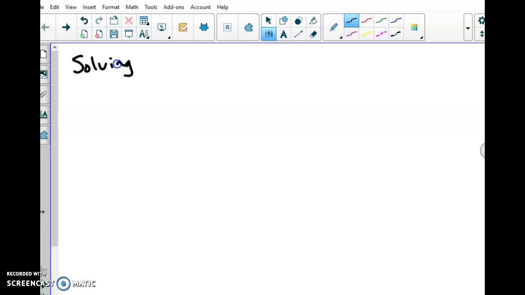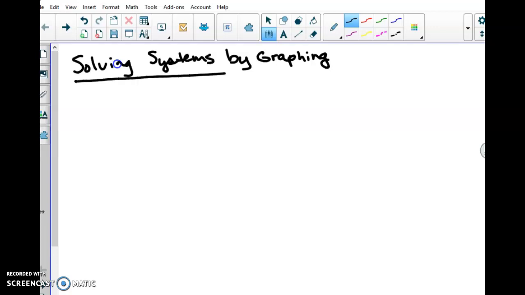Another method in order to solve systems is by graphing. Personally, I like to use the graphing method if it is something that's not a line. Something that, when I look at it, I'm not exactly sure what that graph might look like or how to solve it algebraically. So that's when I use my solving systems by graphing.